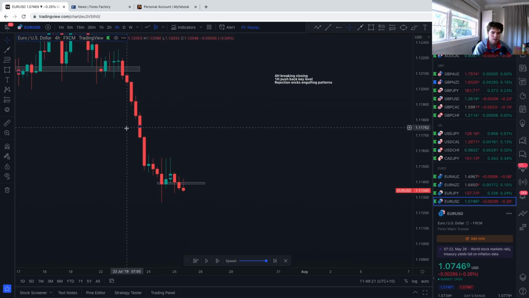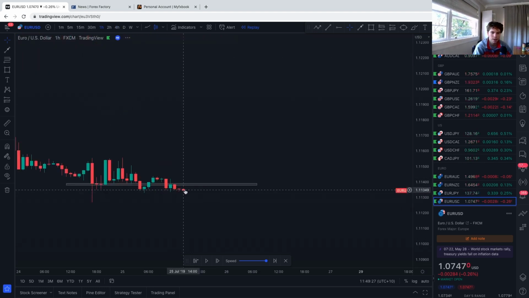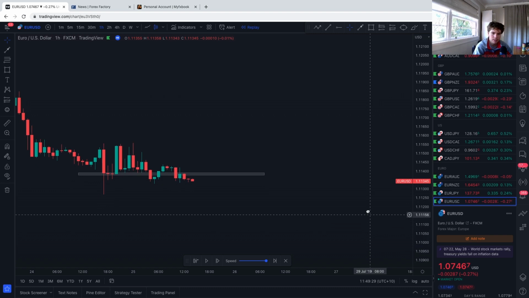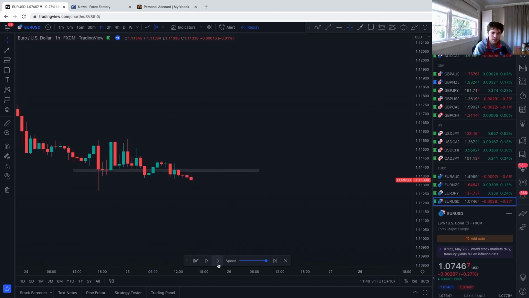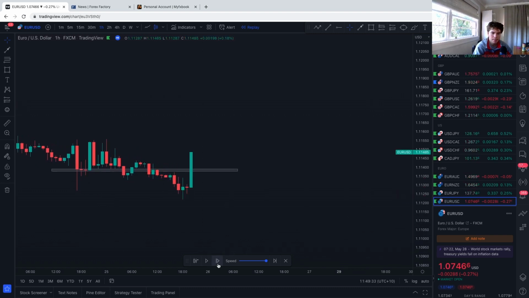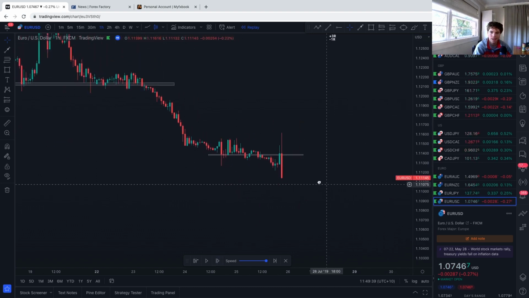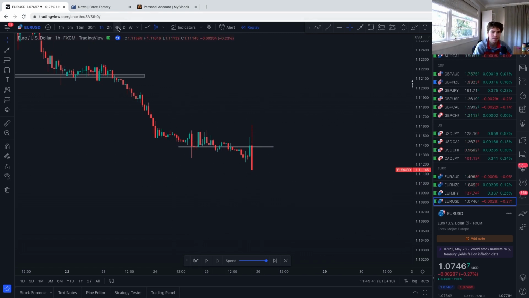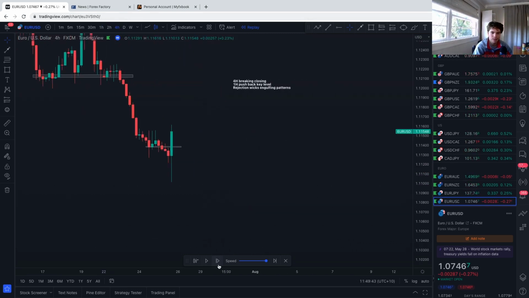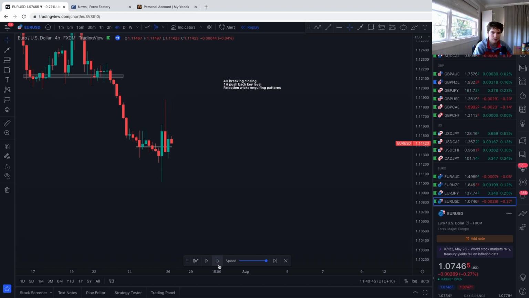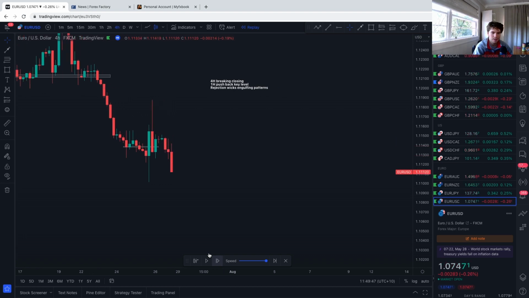So we can see we create this low, then we break and close below this low. We got the next wick. Okay, so let's see if we get a little retest happening here. Ooh, okay. Wow. So we definitely have some news happening here. So I'm not going to jump in on this. Just going to wait and see what happens here. This is crazy markets right here.